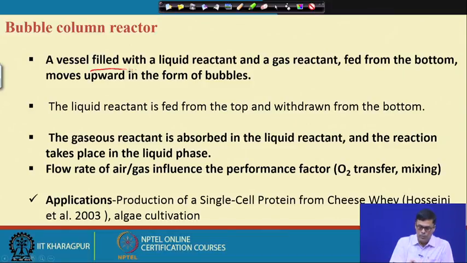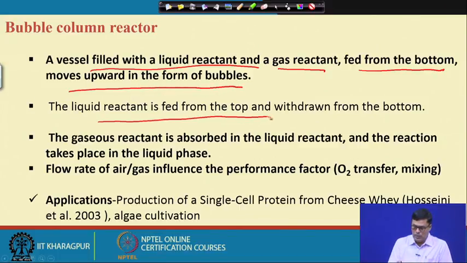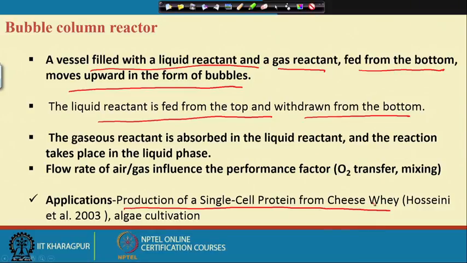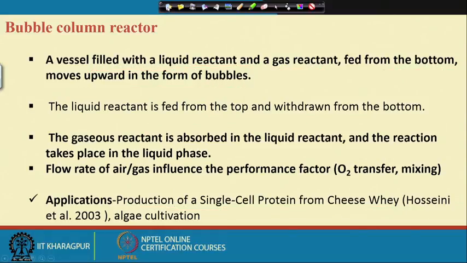Now, a vessel filled with liquid and gaseous reactants, fed from the bottom, moves upward in the form of bubbles. Liquid reactants are fed from the top and withdrawn from the bottom. The application is single cell protein production from cheese whey. Now, this is largely used in the microalgae algal fermentation process.